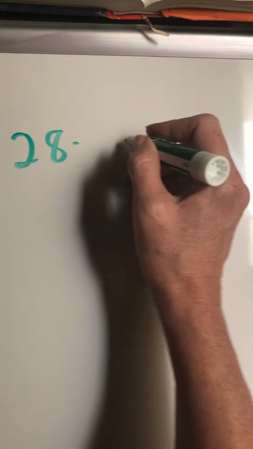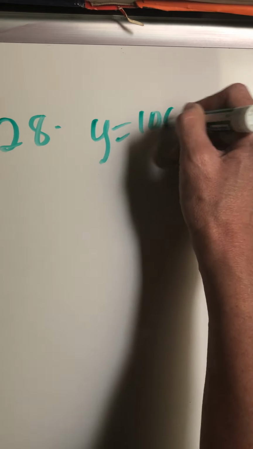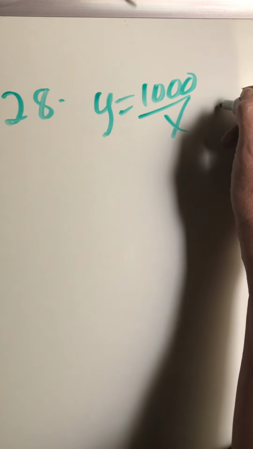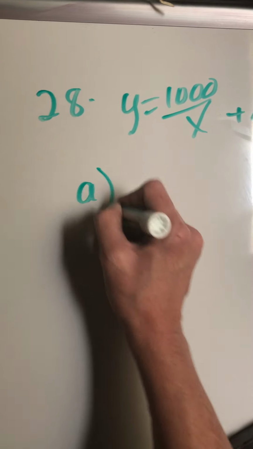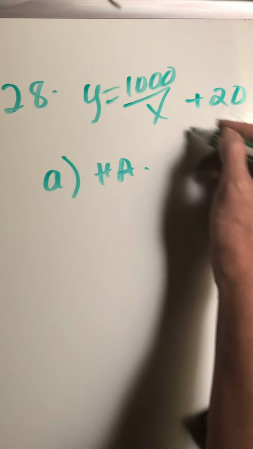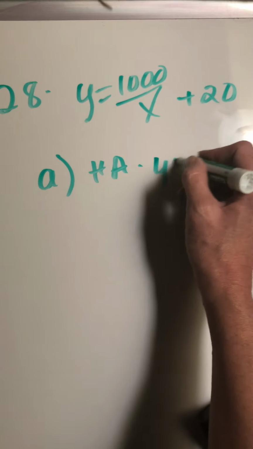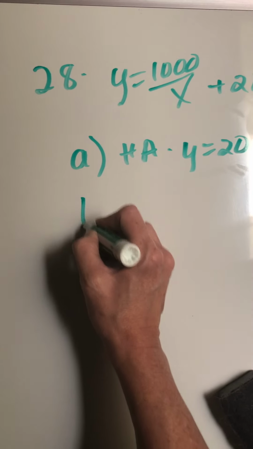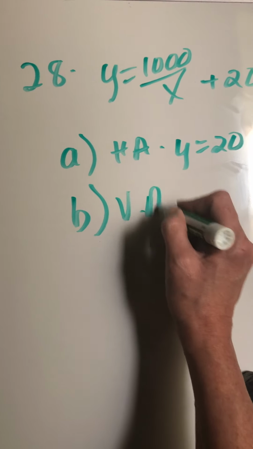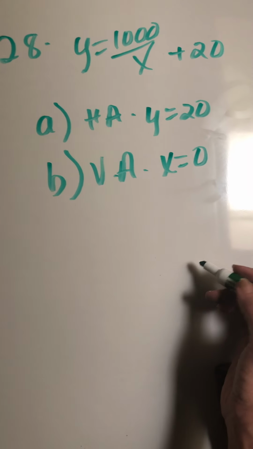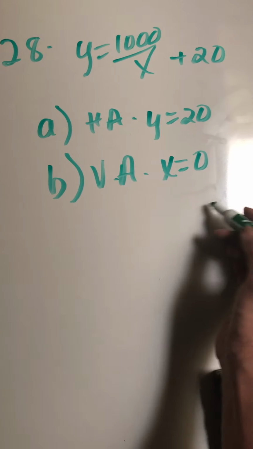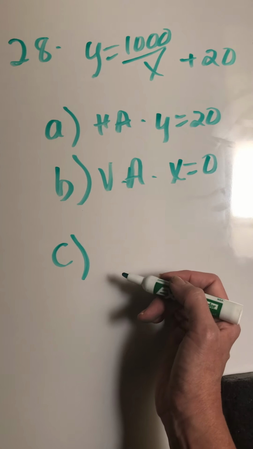I want to talk about 28. It's y equals 1,000 over x plus 20, okay? So on A, you want the horizontal asymptote. The horizontal asymptote is this extra number out here, so y equals 20. B is your vertical asymptote. Your vertical asymptote is taking the denominator and setting it equal to 0, so x equals 0. Notice I put y equals 20, x equals 0. Got to be in linear form.